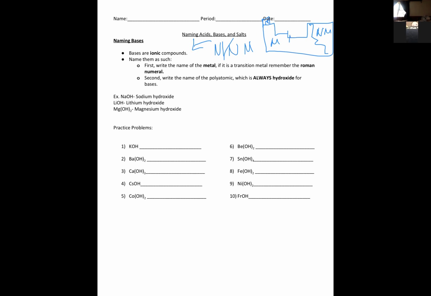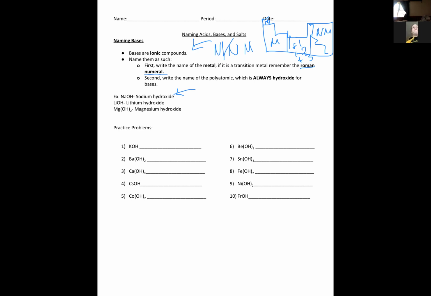Now remember, in this box right here are going to be the transition metals. Transition metals can have different charges because they have a different number of valence electrons. So you're going to have to look at a periodic table, and if the element can have more than one valence electron, it will turn into a different ion, and it's considered a transition metal. If that is the case, then you're going to need to use your Roman numerals in order to name that metal. So for example, our first example is going to be sodium hydroxide.